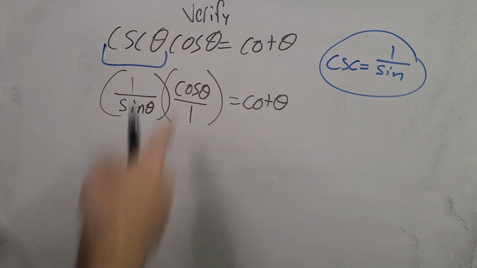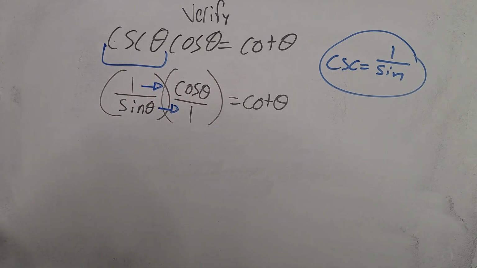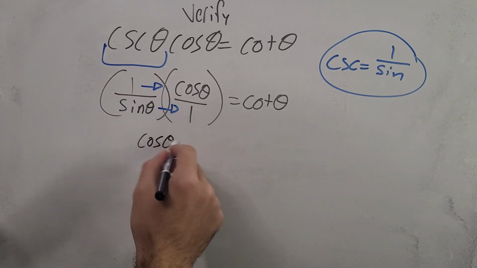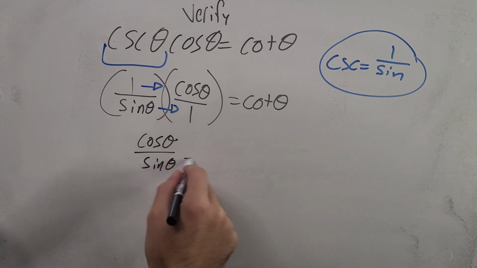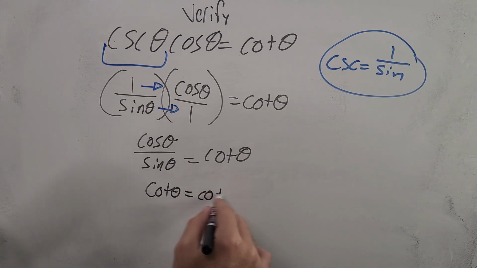So I wrote the cosine theta as a fraction because I need to multiply these terms together. At this point in time, we would multiply across, straight across. That's how you multiply fractions. So we're going to have cosine theta over sine theta equals cotangent theta. And we're looking good. This in itself is one of the identities that I showed you. The proper final answer is to actually write it as cotangent theta equals cotangent theta.